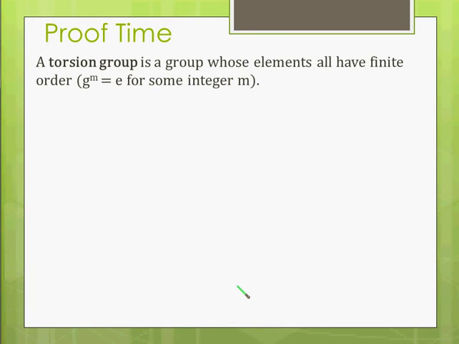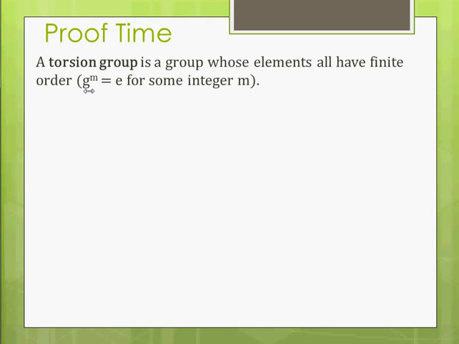Proof time. I should have written proof time number 1. We have 2 this time, and some really interesting ones, I'm telling you. We're going to talk about a torsion group. A torsion group is a group whose elements all have finite order. We just talked a little bit about that.